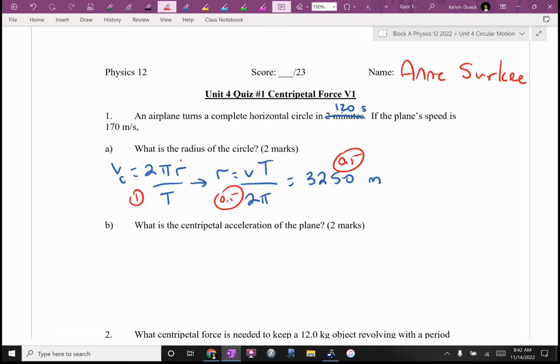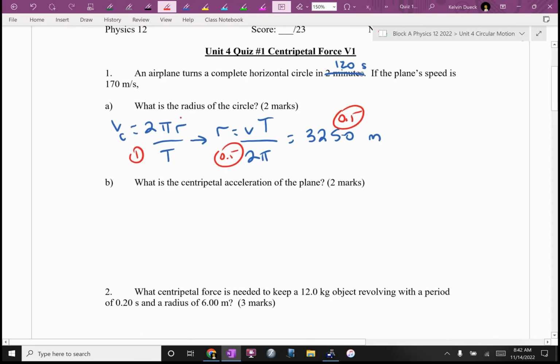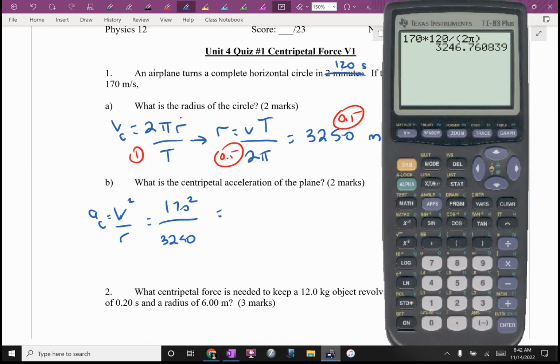Keegan, what's B want me to find? Okay, can you give me an equation for centripetal acceleration? I can use V squared over R. I'll be using, let's see, they gave me a V, and I guess I'll be using the R from part A. Or I can use the 4 pi squared R over T squared. No matter what, I'm going to be using my answer from A, so I probably would have gone with AC equals V squared over R because it's the least amount of typing. 170 squared all over. I'll write 3,250, but you know I'm using my answer button.